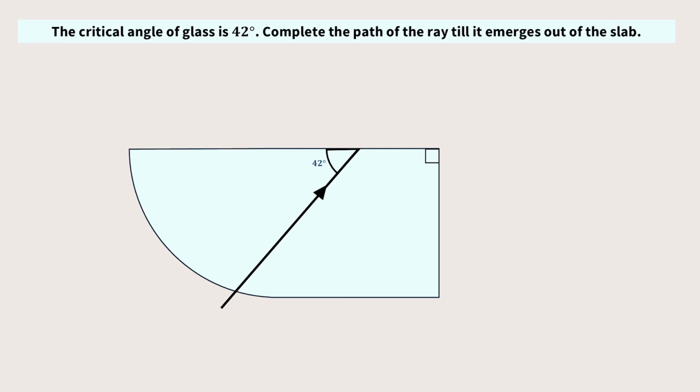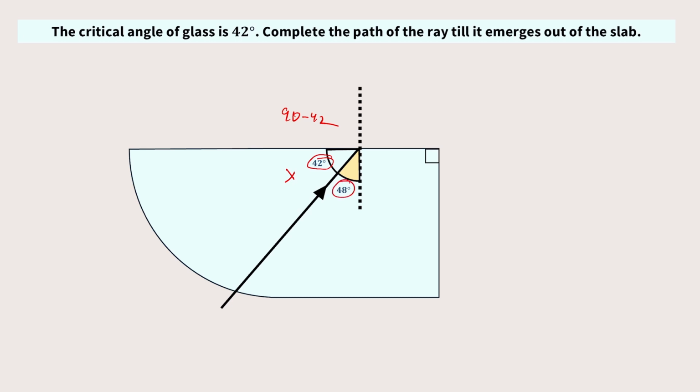Copy the diagram and try to solve this problem on your own. Once you are done, you can resume the video. Now let's look at the solution. So keep in mind, this 42 is not the angle of incidence. In order to calculate the angle of incidence, we have to draw the normal and find the angle of incidence. So angle of incidence will be equal to 90 minus 42, which is equal to 48.